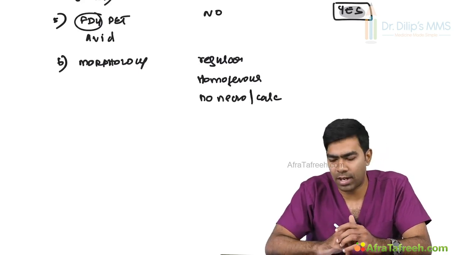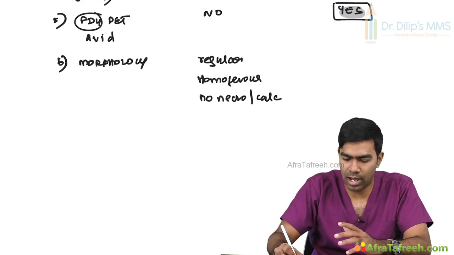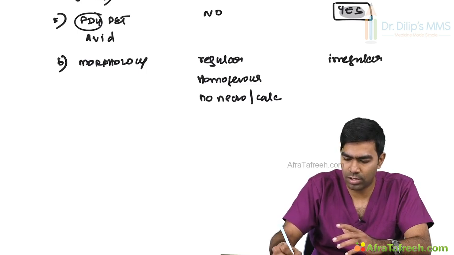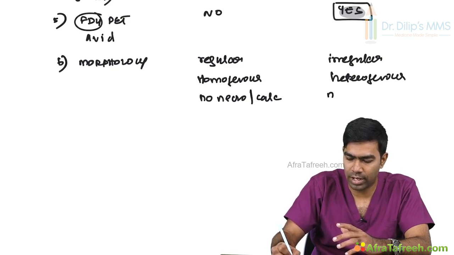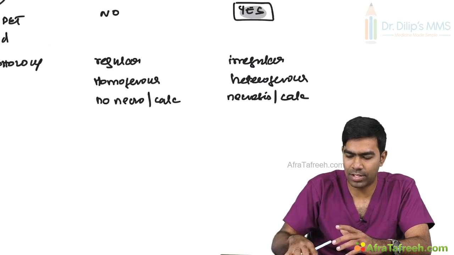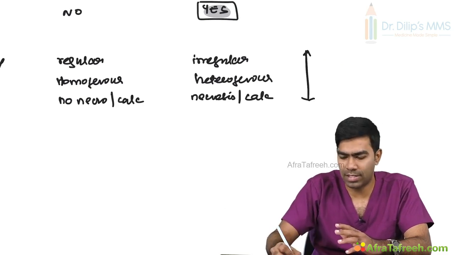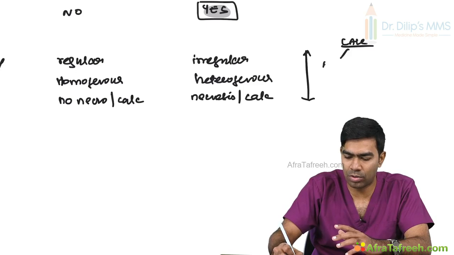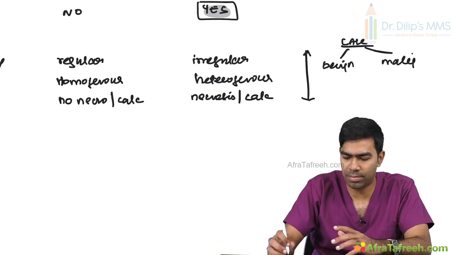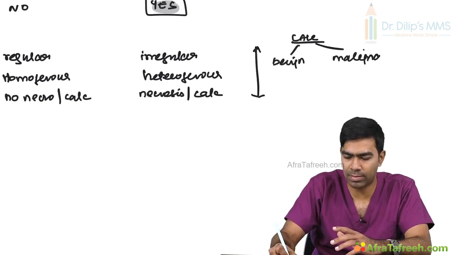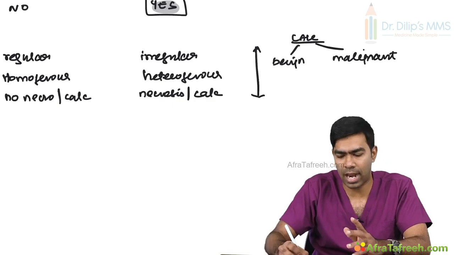calcifications. Whereas malignant lesions tend to be large, irregular, heterogeneous, and they tend to have necrosis and calcification. This calcification has to be taken with a pinch of salt, which means calcifications can be benign also, calcifications can be malignant also. But in general, in exam, presence of calcifications unilaterally, take it as malignant unless proved otherwise. But it can be benign or malignant.